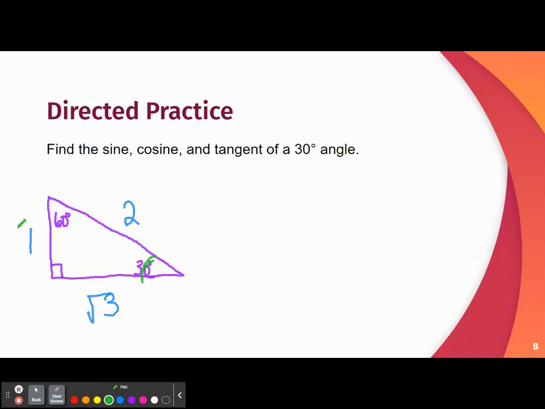Okay, so this one here, that's a 1. Perfect, so that one's opposite. And Rayleigh, which one's my hypotenuse? 2. And which one's adjacent? Perfect. All right, let me go ahead and write SOHCAHTOA.